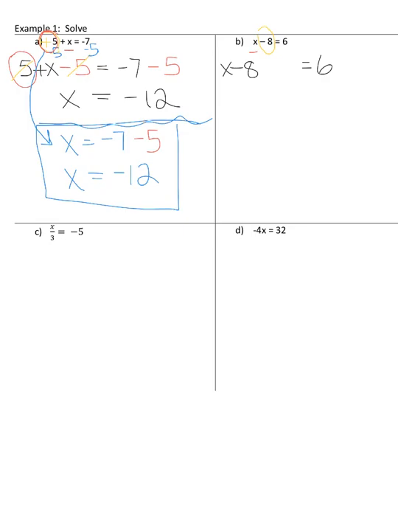Okay, and then we would add 8 to get rid of the minus 8. So whatever we do to one side, we have to do to the other. So we would get something like this, and we would get 14.